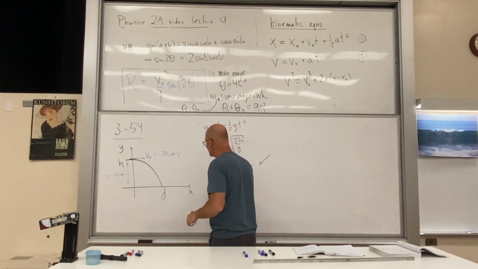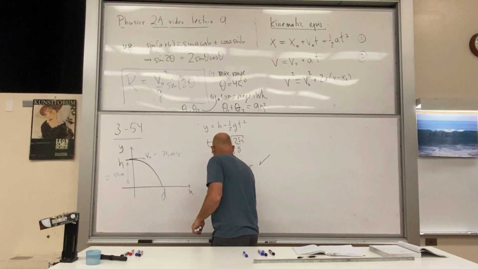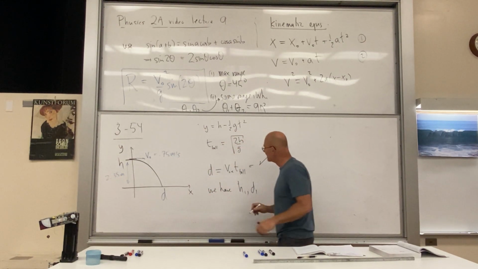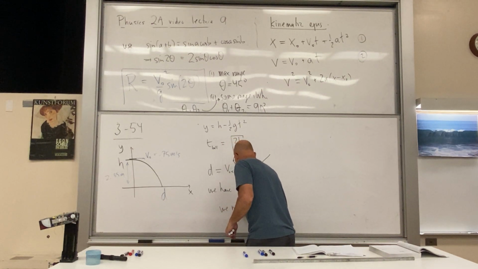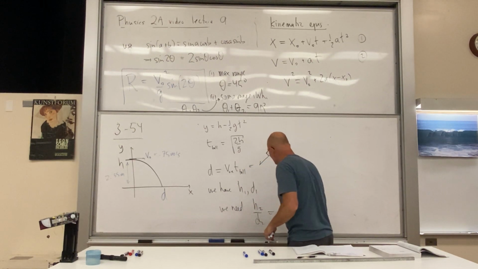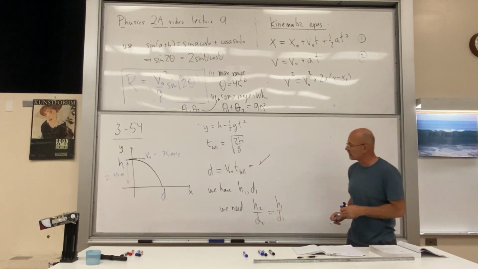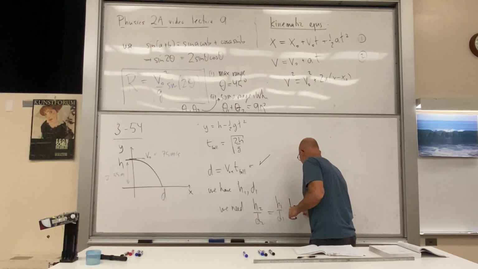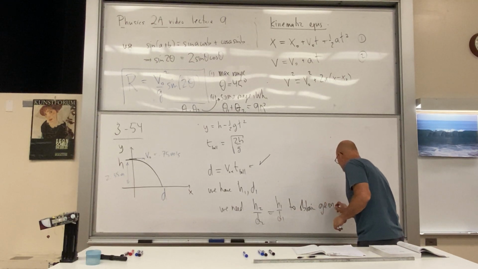Now we have H sub 1 and D sub 1, and we need H sub 2 over D sub 2 to be equal to H sub 1 over D sub 1. We want it to be geometrically similar, to obtain a geometrically similar scale model.